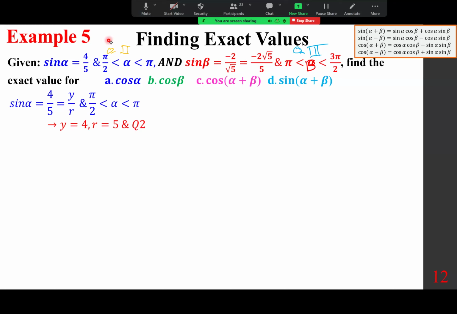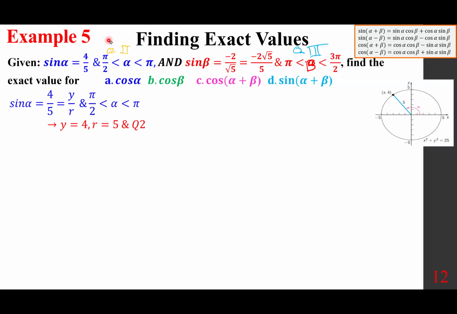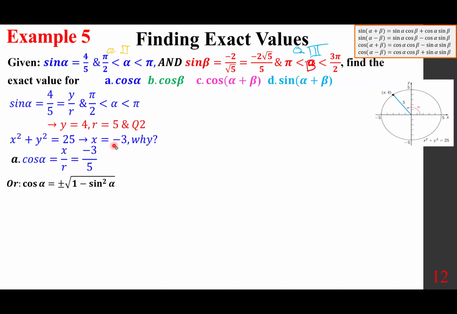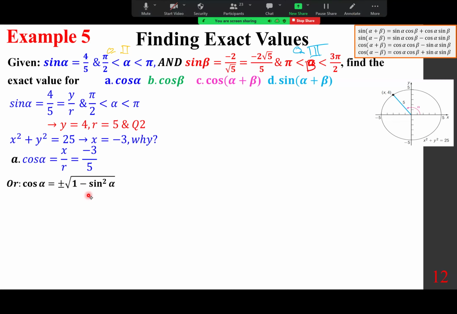Now x squared plus y squared equals r squared. That means x squared plus y squared is 25. It's x comma 4, right? So if you plug in, I hope you recognize the answer for x is plus minus 3, everybody. In the second quadrant, x is negative. And cosine is x over r, -3/5. Remember, in quadrant 2, cosine is negative. On the other hand, we could go with the identity, plus minus the square root of 1 minus sine squared.